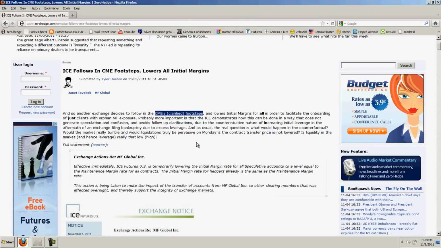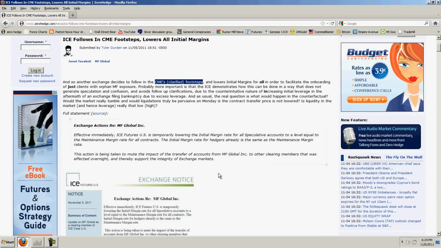What that is going to do is obviously allow everyone who has a current position that is within the regulations of maintenance margin to just move that over to a new brokerage, and there won't be an impact as far as a cash crunch. So that's where we are, and this is the announcement by ICE.